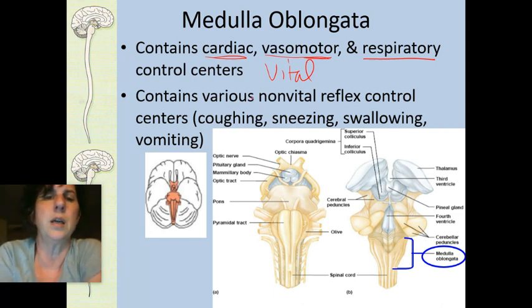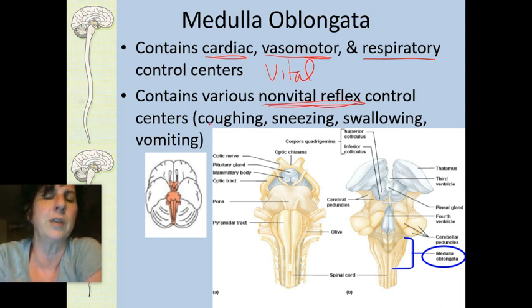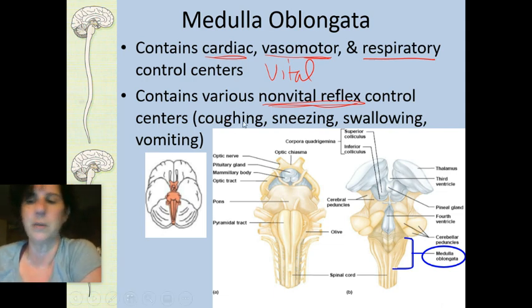It's also a center for the non-vital reflexes. Just like you said, the pons was part of that reflex for the auditory and stuff. This is a reflex center too, but for things like coughing, sneezing, swallowing, and vomiting.